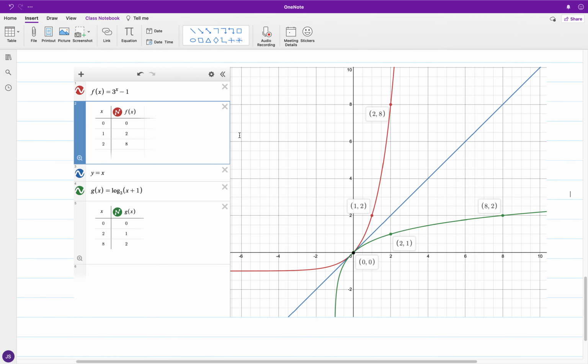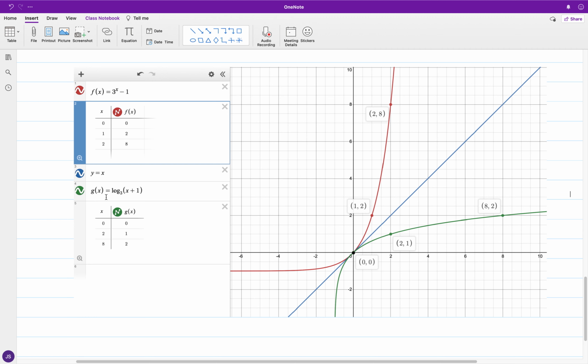So with y is equal to 3 to the x minus 1, I have 3 to the 0 is 1, and 1 minus 1 is 0. So I have the ordered pair 0, 0, the origin. And if I have 3 to the first, 3 to the first is 3, and 3 minus 1 is 2. So I have the ordered pair 1, 2. And if I have x situated at 2, y is going to be 3 squared, which is 9, minus 1, and 9 minus 1 is 8. So I have 2, 8.